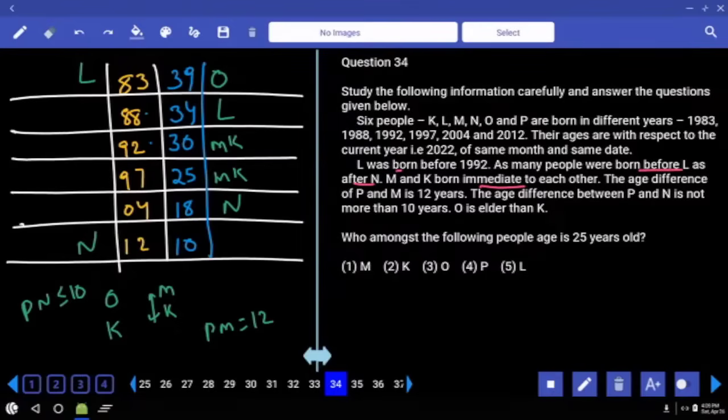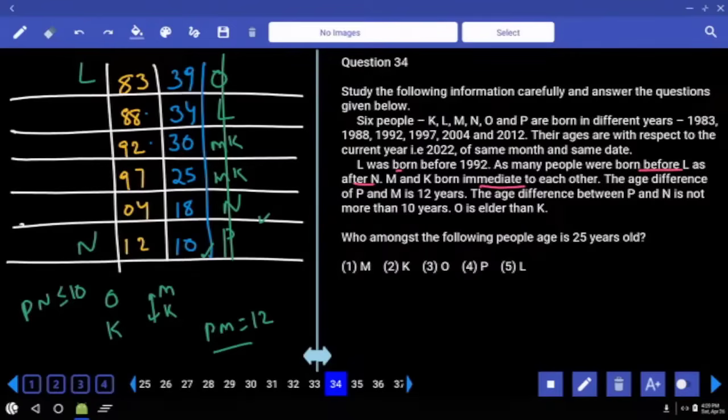Then who is the person left over here? K, L, M, N, O, P. P must be here. P is between P and N. Age difference must be lesser than or equal to 10. Does it fit or not? And P and M must be how much? 12 years. Now if P is 10 years, 10 plus 12, 22. Is it possible? No. Clear? That is ruled out. Now age difference between P and M is how much? 12 years.